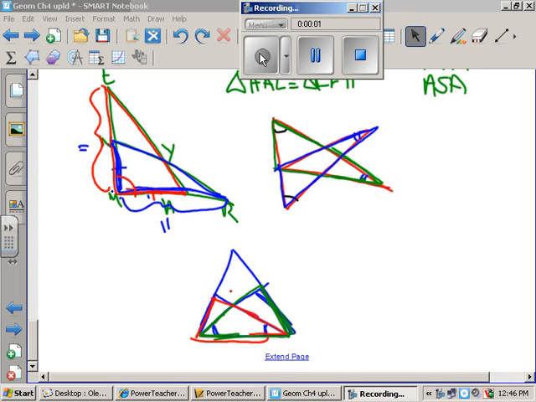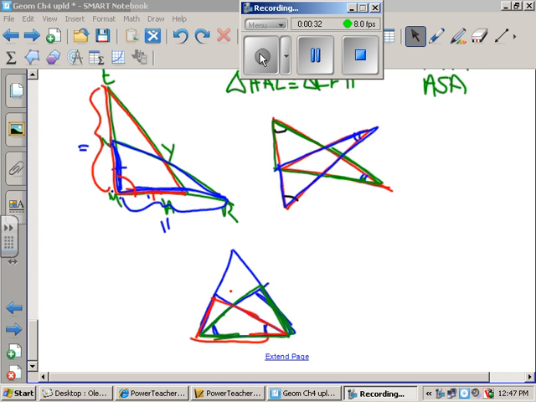You remember last Friday, it seems like a long time ago, but we didn't know about shortcuts. So to prove that triangles are congruent, we first had to prove that every single corresponding side and every single corresponding angle was congruent. So if all the sides and angles are congruent, then the triangles are congruent. Well, the converse is also true. If the triangles are congruent, then all the corresponding sides and angles are congruent.